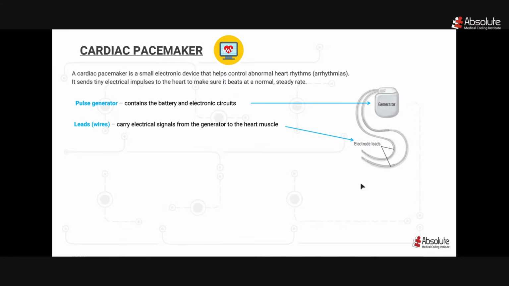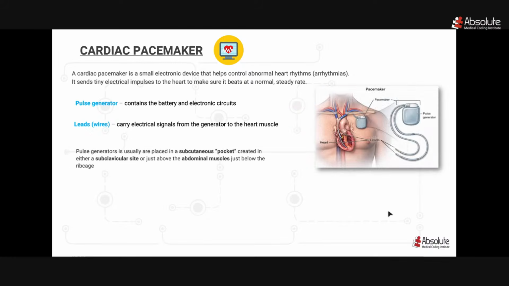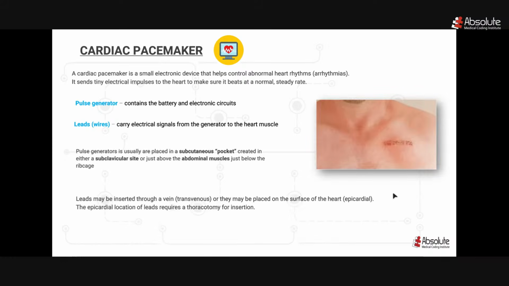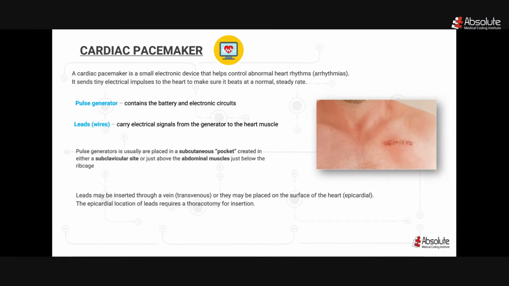Now you might be wondering, where do you put these devices? A pulse generator is placed in a small pocket created under the skin. It is called a subcutaneous pocket. Yes, you can see this over here. There is a subcutaneous pocket. Let me show you another image. Yes, this is your subcutaneous pocket. Mostly subcutaneous pockets are just below your collarbone, or sometimes just above the abdominal muscles under the rib cage. We will talk about this later in the upcoming slides. So no, it's not floating around. It has its own little home under the skin.